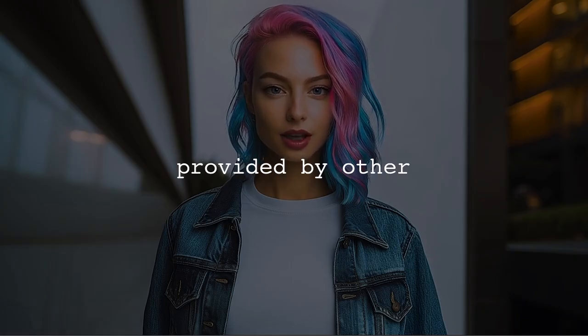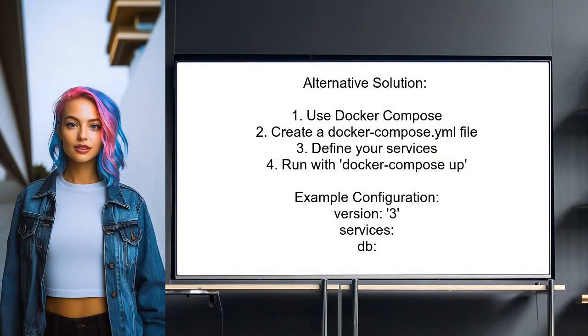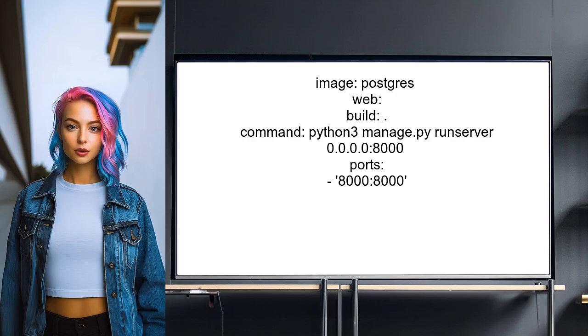Now, let's look at the answers provided by other users. One alternative solution is to use Docker Compose. This allows you to create a configuration file called docker-compose.yml. In this file, you can define your services like a web API and a database. To run everything, simply use the command docker compose up.